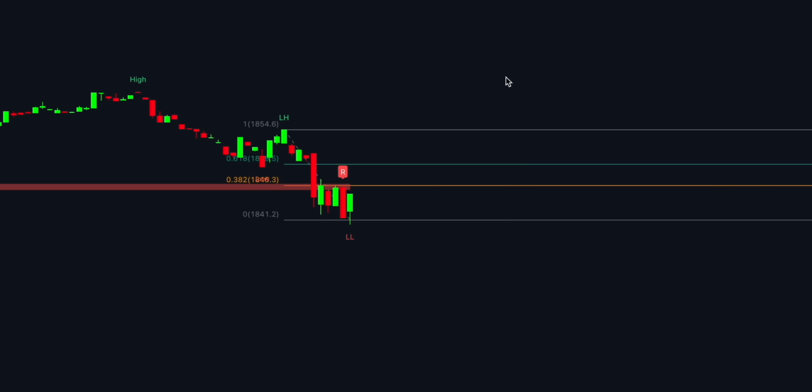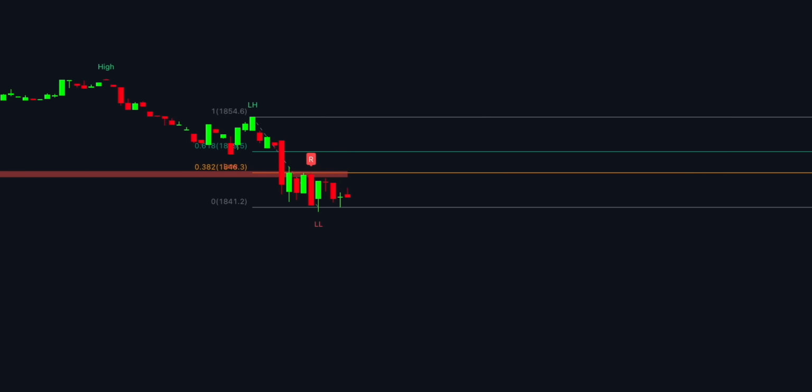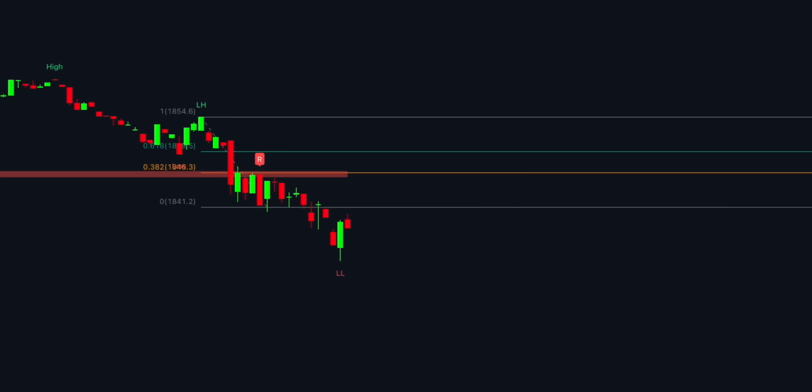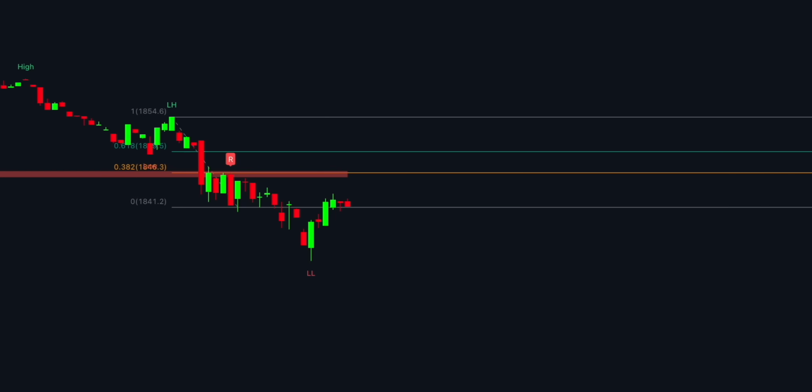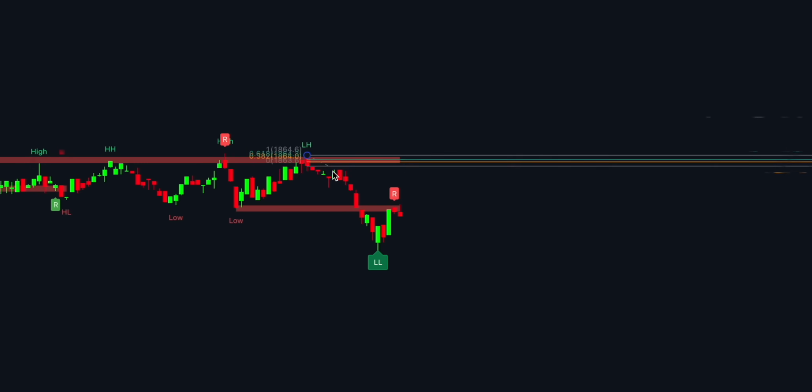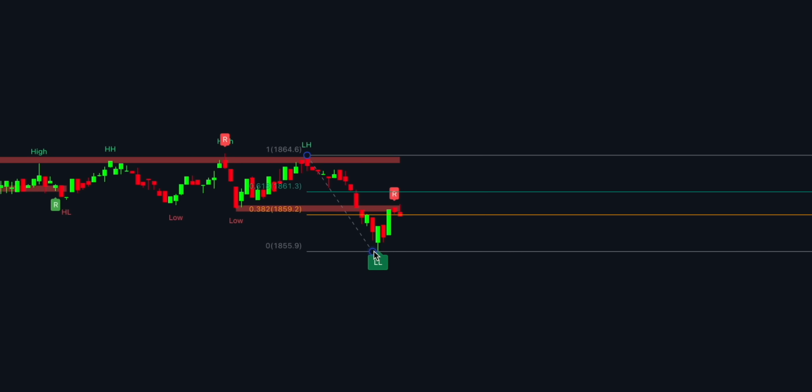If the price approaches this level and immediately gets rejected, this is good confirmation that it will continue to move in the same direction. In this case, to the downside. No trade should be taken if the price extends beyond this 0.382 Fibonacci level.